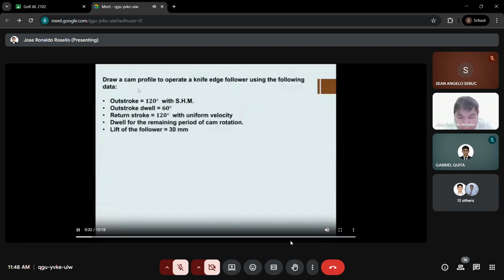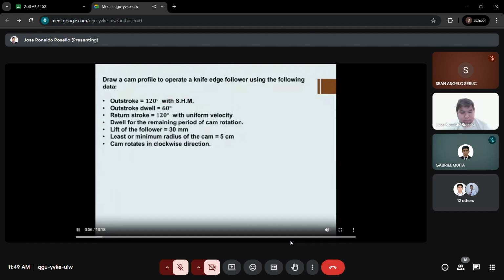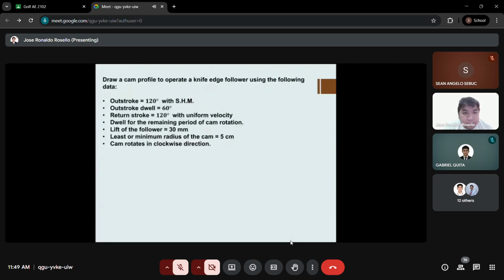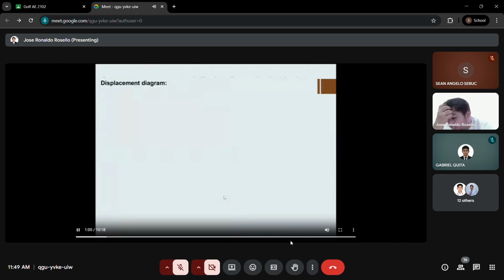Lift of the follower or stroke of the follower is 30 mm and least or minimum radius of the cam is 5 centimeter, and we are assuming that the cam rotates in clockwise direction. So for this specification we have to draw the cam profile. Now first we'll see how to draw the displacement diagram in this particular case, then we'll actually construct it, and then we'll see with the help of animation how to actually construct it so that you can easily understand the given procedure.